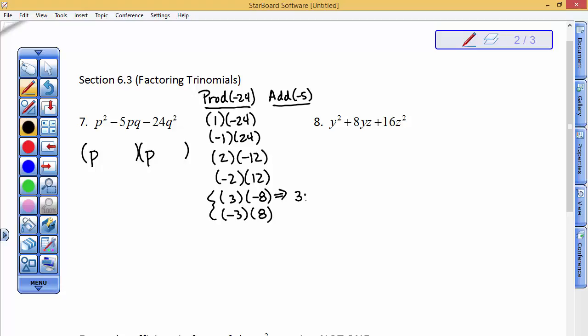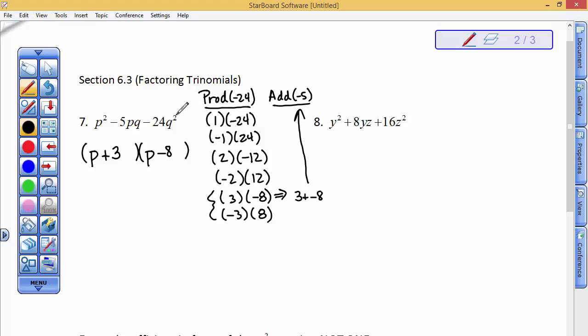But when I FOIL this, that last term has got to multiply to not just be a minus 24, it's got to be a minus 24 q squared. So I got to put a q here and a q here so that that will be the minus 24 q squared. I'm done. Let's check this out.